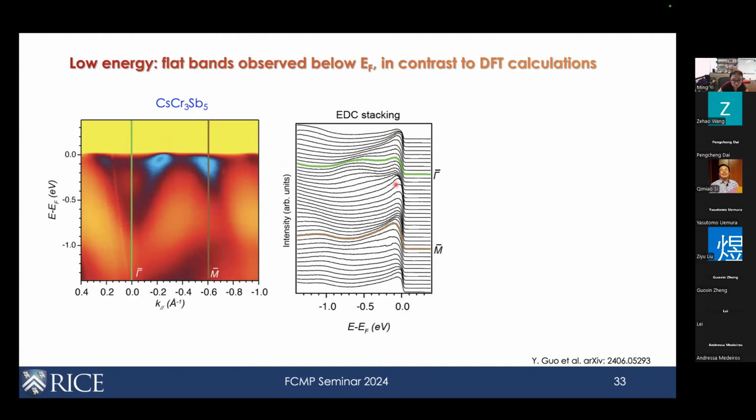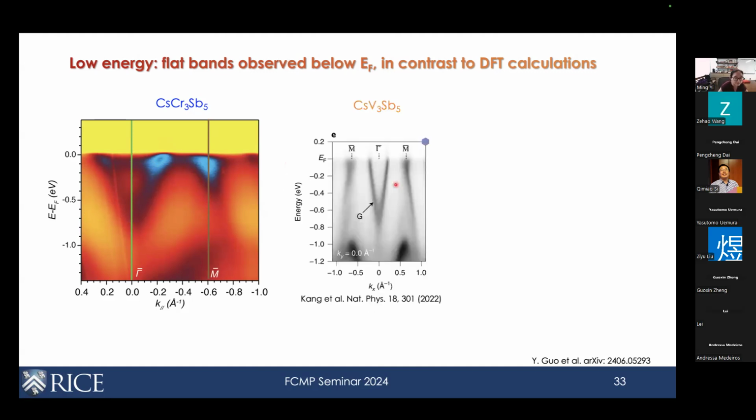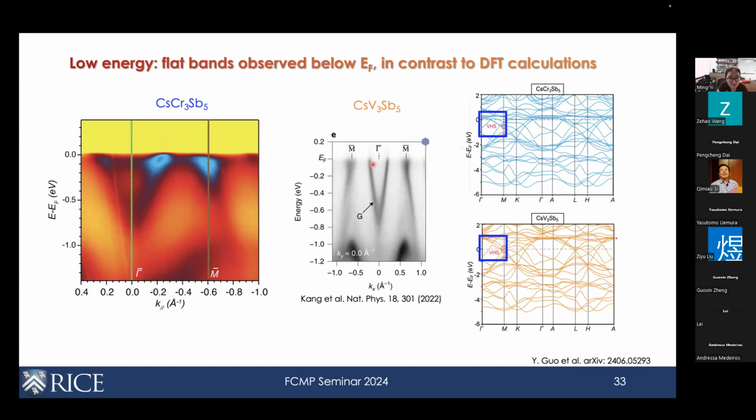What's the significance of this? If you compare this to the well-known vanadium version, you can see that in the vanadium version, there's very clean dispersion. There are no flat features around the Fermi level. There's nothing inside this electron band. And the significance of this is that if you zoom into the DFT calculations, you will notice that for the vanadium system, here is the electron band. Here are the flat bands, which are well above the Fermi level. For the chromium one, the next band up above the electron band is where the Kagome flat bands are.